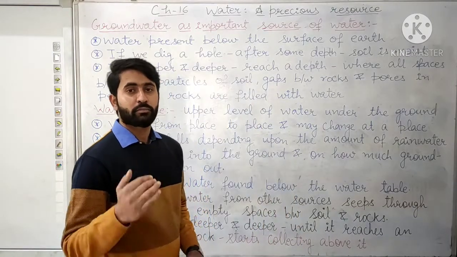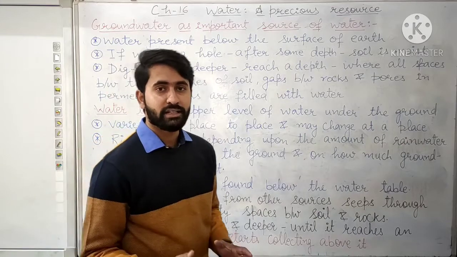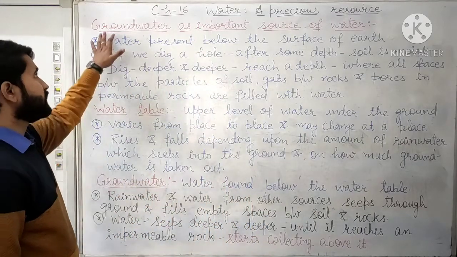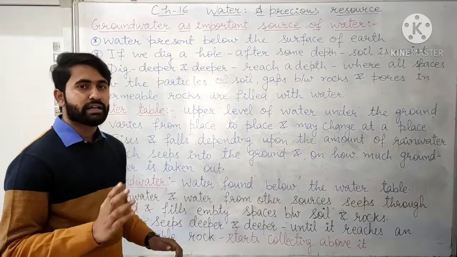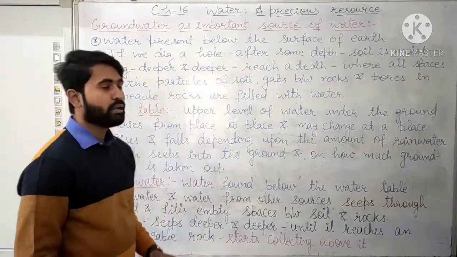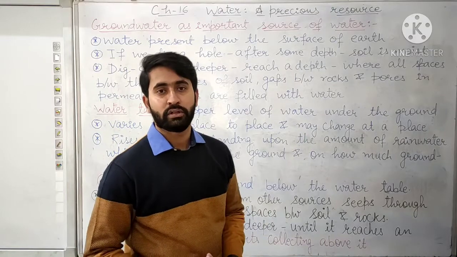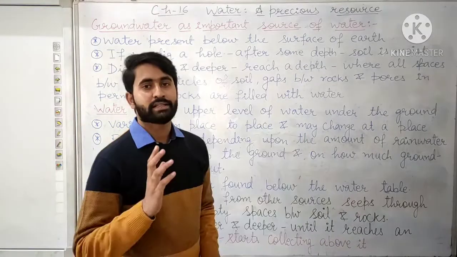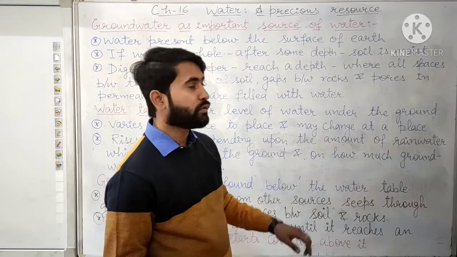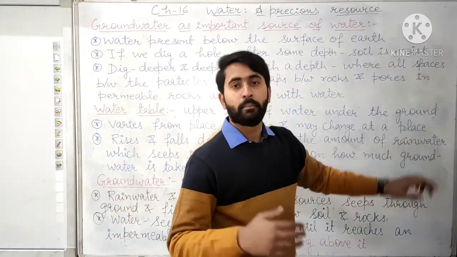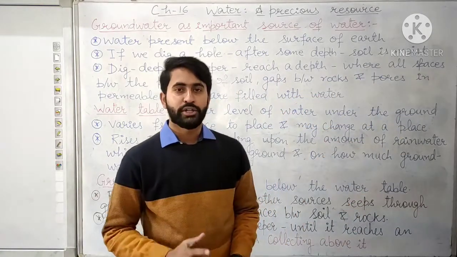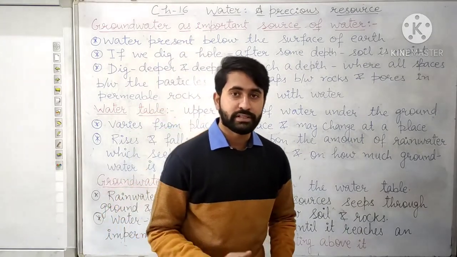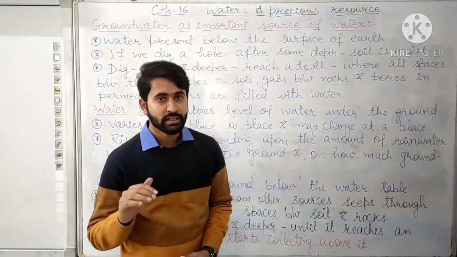They get it from the water that is present below the surface of the earth, that is known as groundwater. If we dig a hole or well in the ground, then we will find that after some depth, the soil that comes out from the hole is moist or wet. The moisture in the dug up soil indicates the presence of water under the ground.